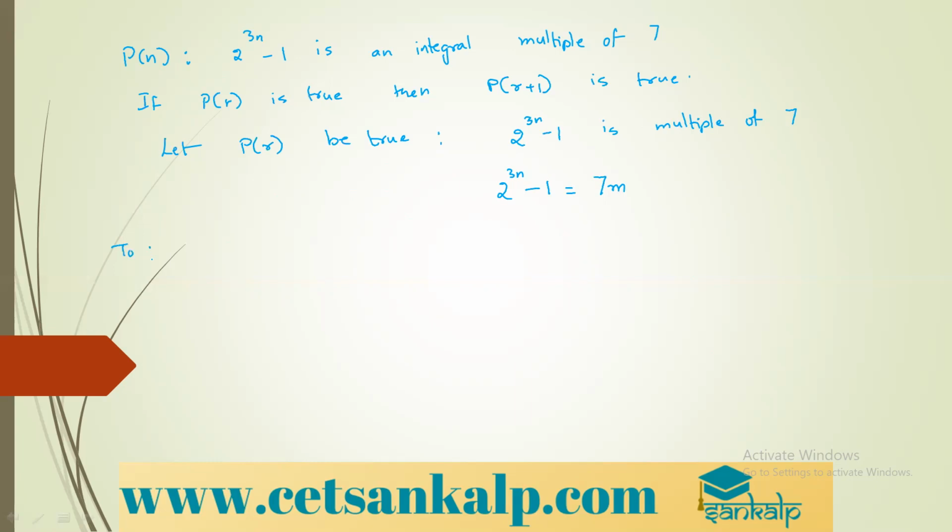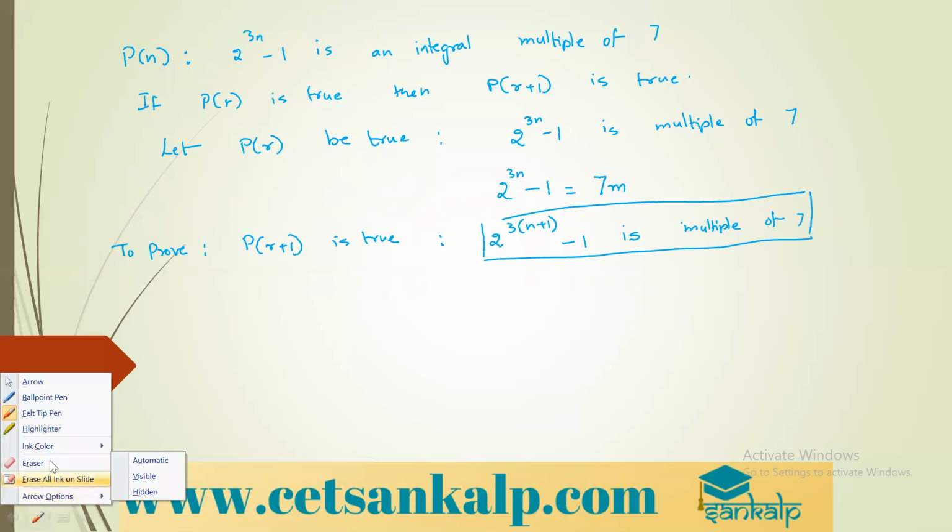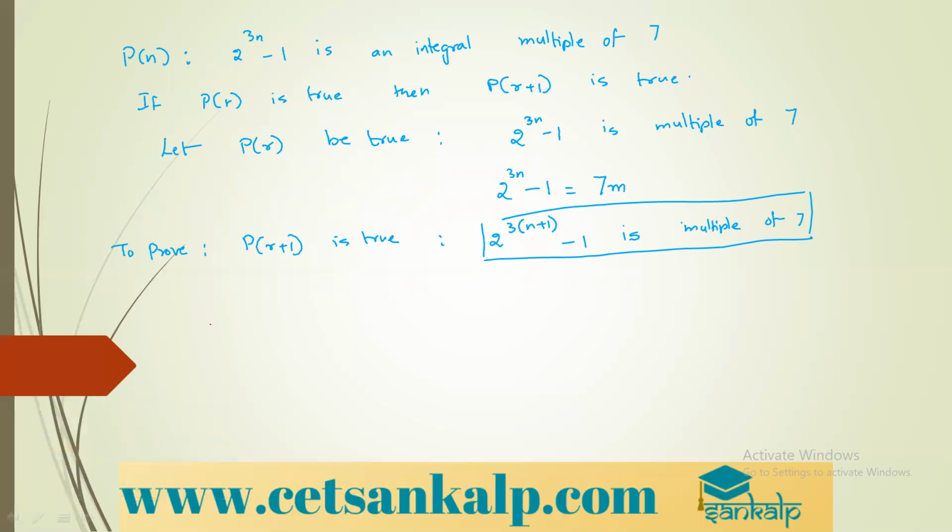Now what I have to prove? I have to prove that P of r plus 1 is true. That means 2 power 3 into r plus 1 minus 1 is a multiple of 7. This I have to prove. This is my work. So I will start proving. How will I prove? I will start with 2 power 3 into r plus 1 minus 1.